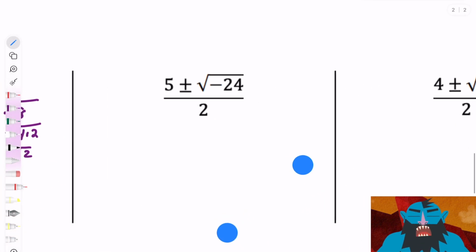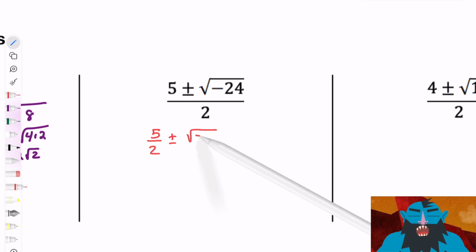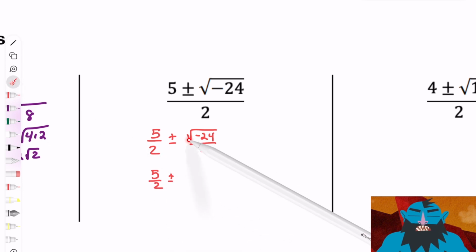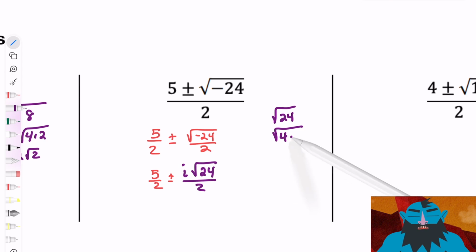Here's my number 5. I'm going to separate them. 5 over 2, that won't simplify. I could make it a decimal like 2.5 if I wanted to, but no need. So I've separated them into their own fractions. I see that I have a negative that I'm square rooting, so that gives me an imaginary number. So I break out the i. And now I have to run off to the side here and figure out what the square root of 24 simplifies to. Well, that's 4 times 6, and I can square root the 4. So that's our simple representation.